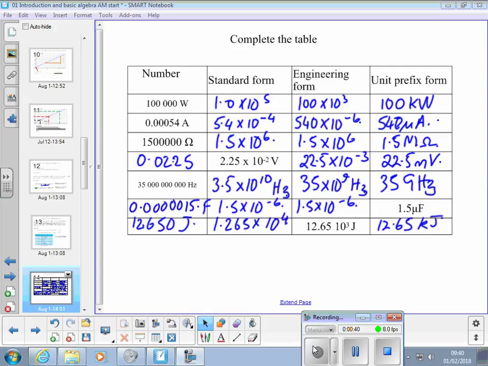How easy is it to miss one of them noughts off in that 35 gigahertz? If you write it as 35 times 10 to the 9, you're less likely to make that mistake. Alright?